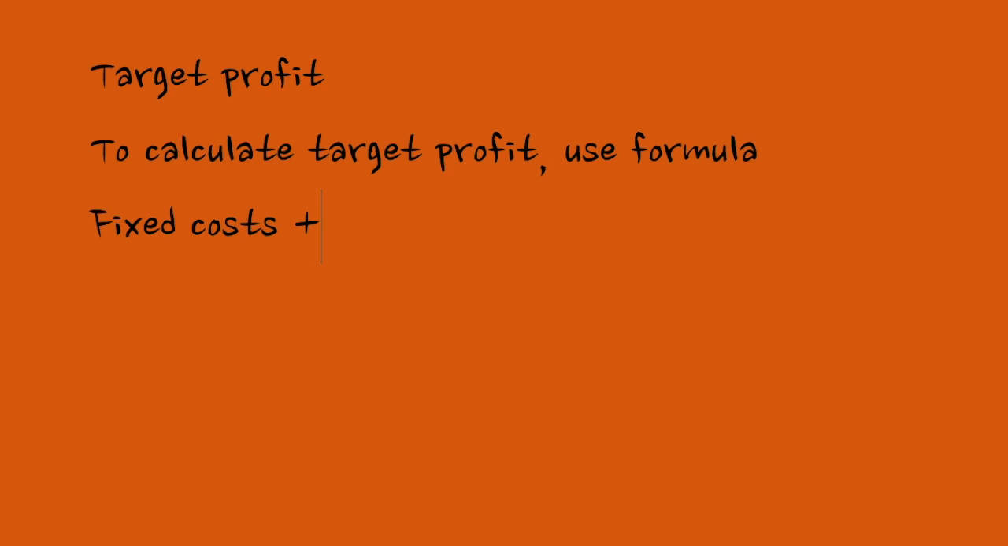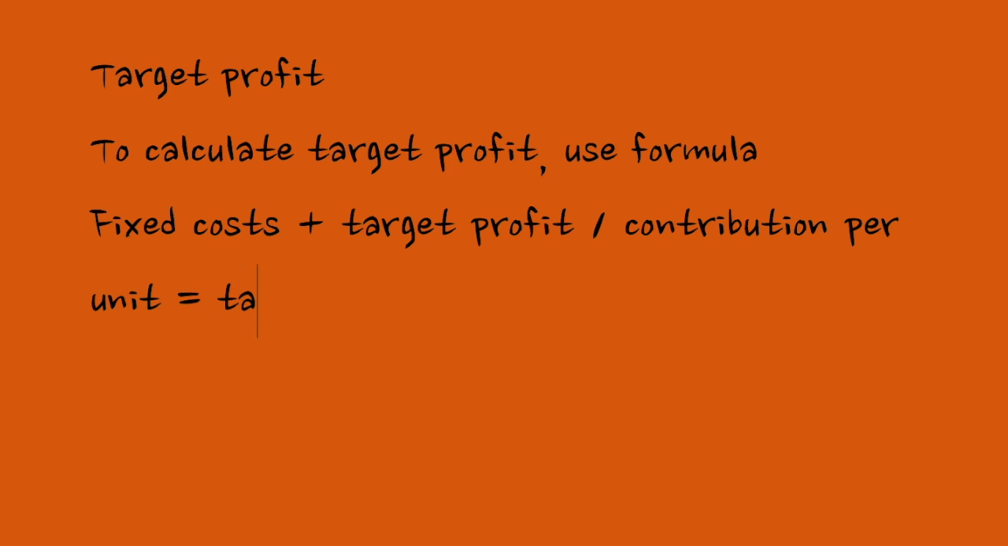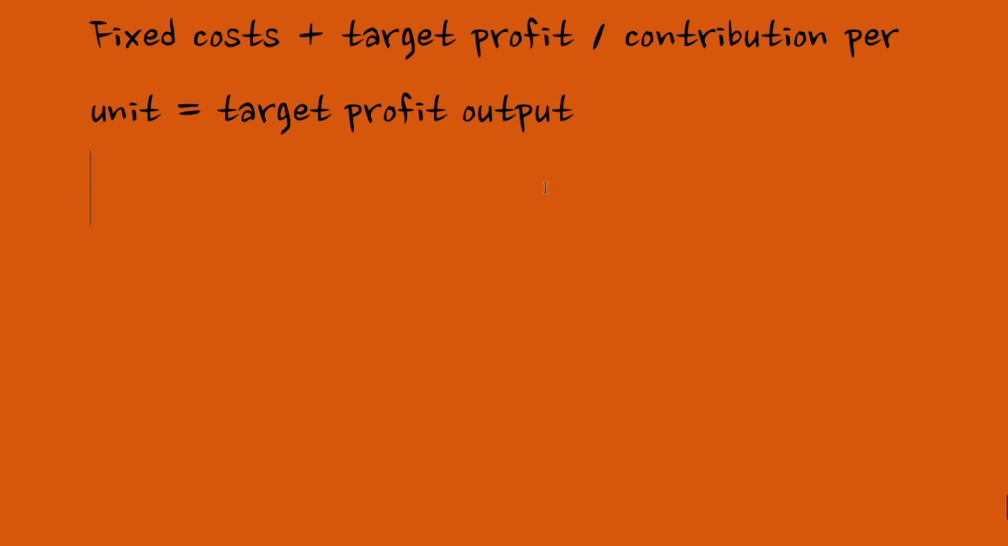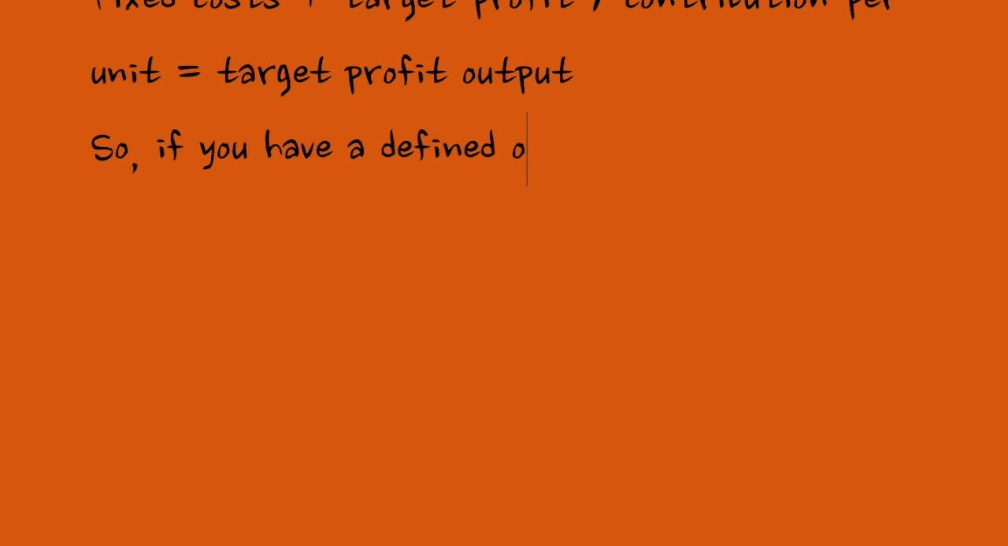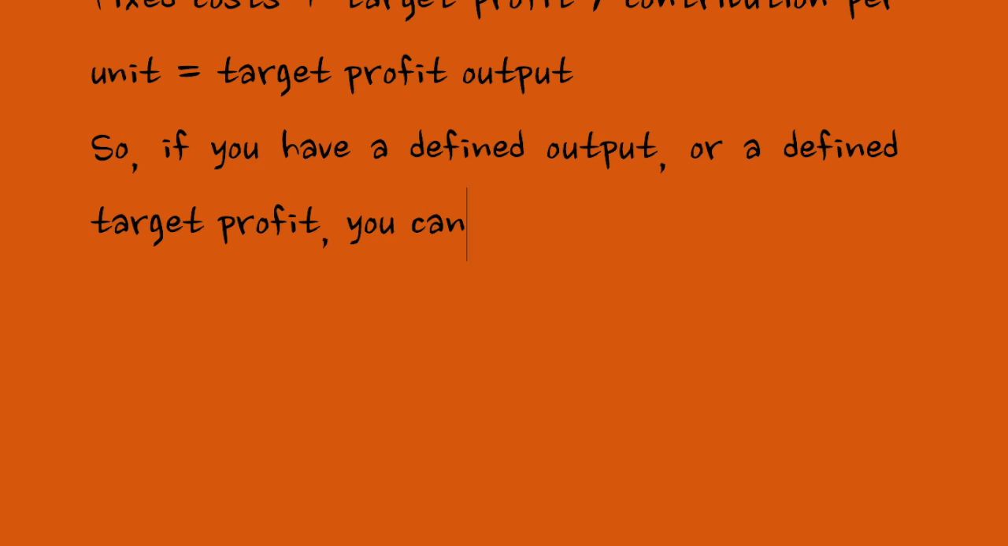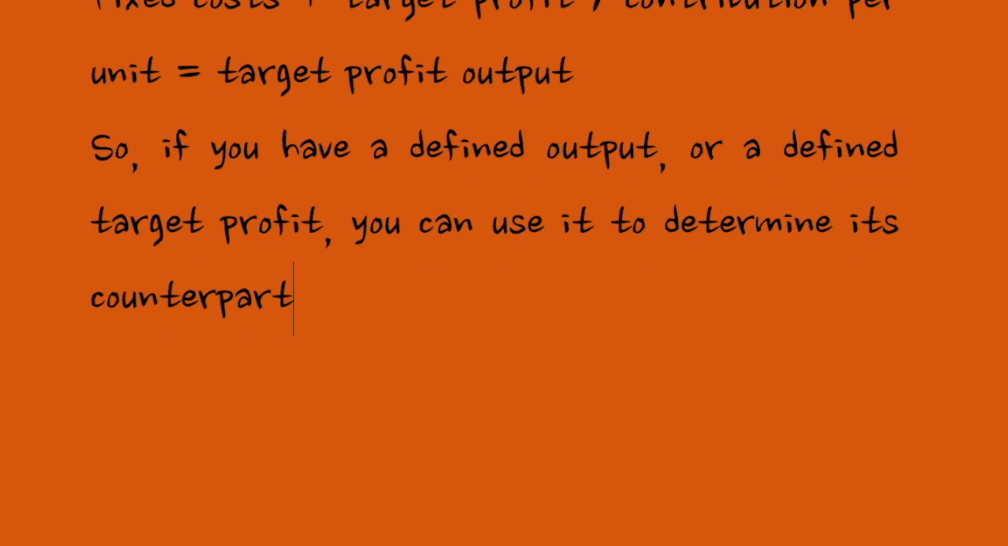Target profit. To calculate target profit, we must use the formula fixed cost plus target profit divided by contribution per unit equals target profit output. So, if you have a defined output or a defined target profit, you can use it to determine its counterpart.